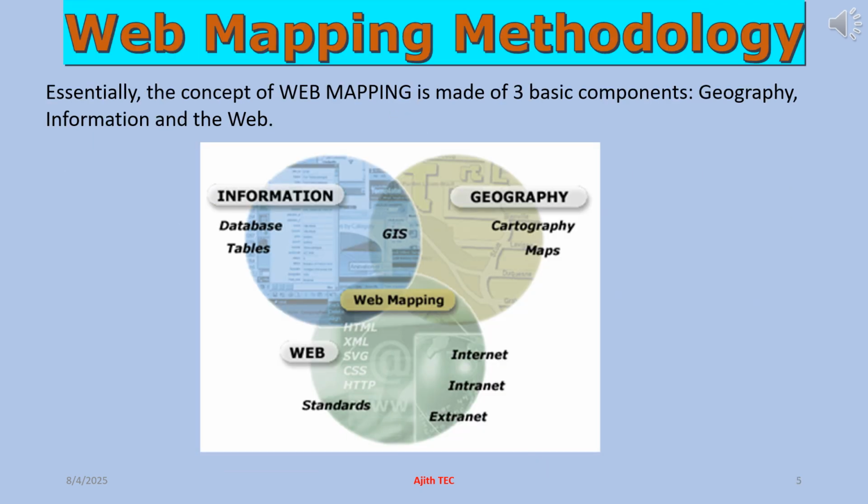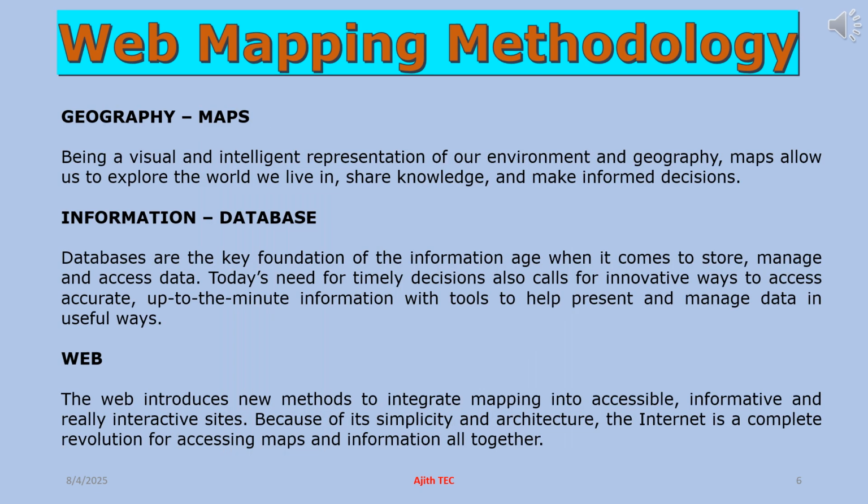Web mapping methodology. Essentially, the concept of web mapping is made of three basic components: geography, information and the web. It is graphically illustrated with all required details for better understanding of web mapping methodology. Geography, maps. Being a visual and intelligent representation of our environment and geography, maps allow us to explore the world we live in, share knowledge, and make informed decisions. Visualizing data using mapping is a valuable solution when we need to explain events, predict outcomes and plan strategies.